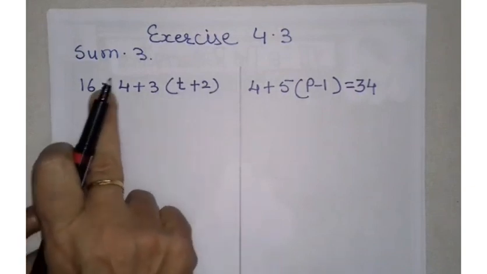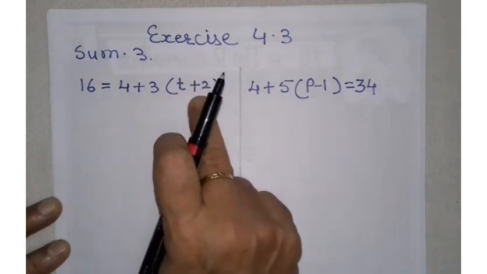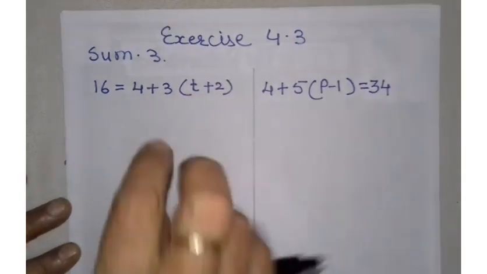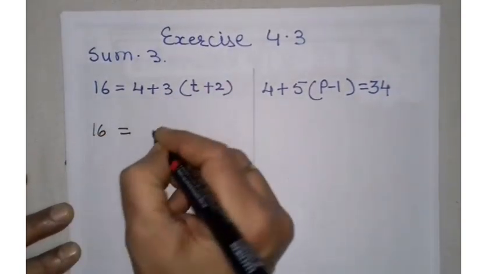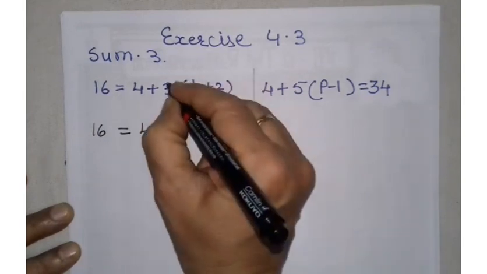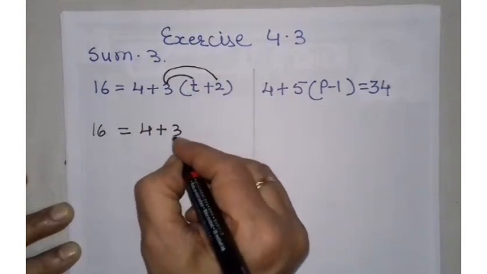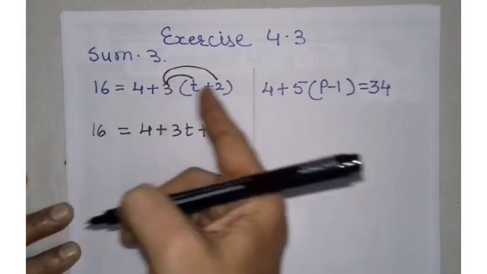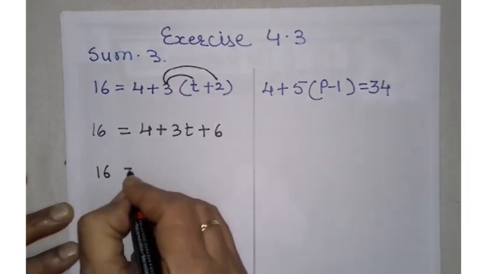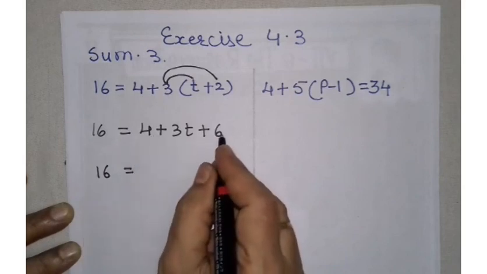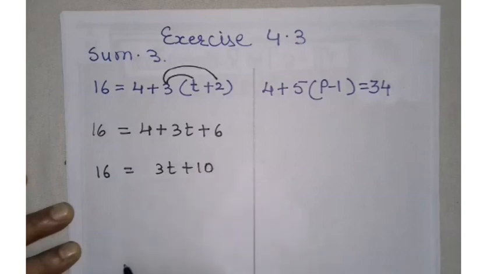The sum is 16 is equal to 4 plus 3 into bracket t plus 2. Now what we will do? First we will solve this bracket. Clear? So 16 is equal to 4 plus 3 will be multiplied with t and 2. So 3t plus 3 twos are 6. Clear? Now children, 16 is equal to 4 and 6 gives us 10. So 3t plus 10. Understood?